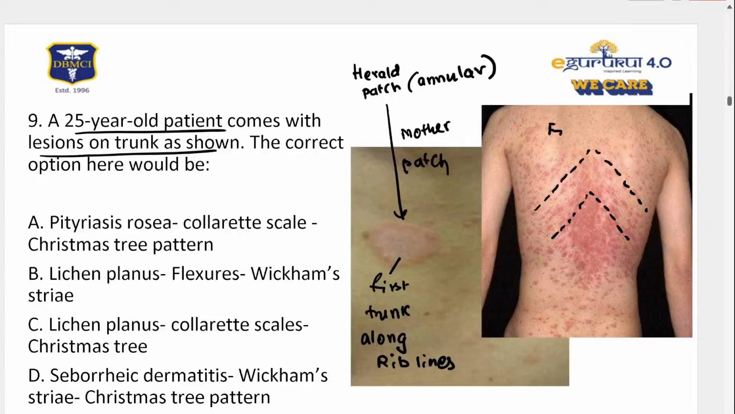Okay, this is called fir tree. This is what you need to remember. So the answer is this one, fir tree.